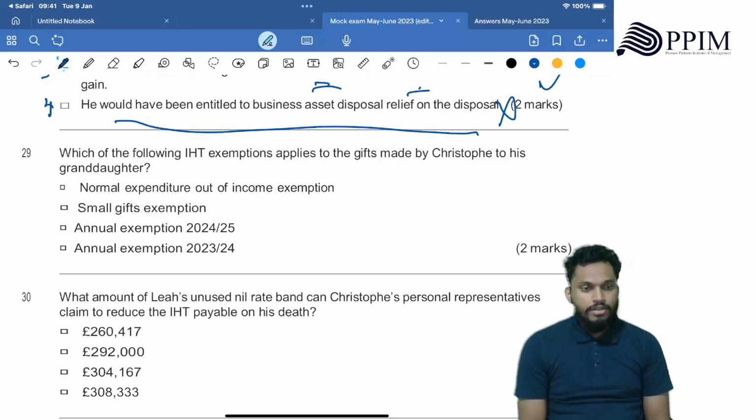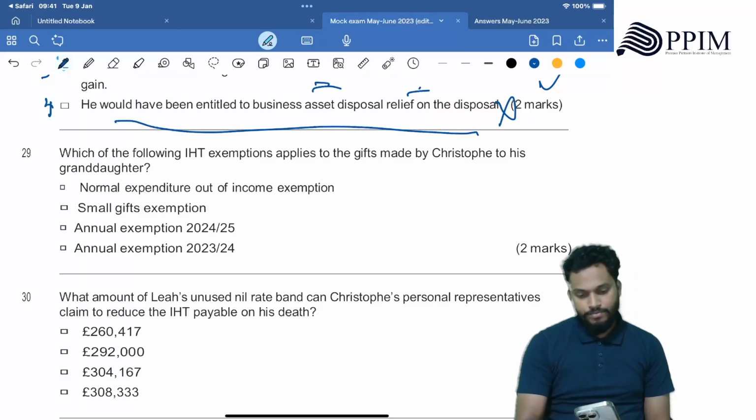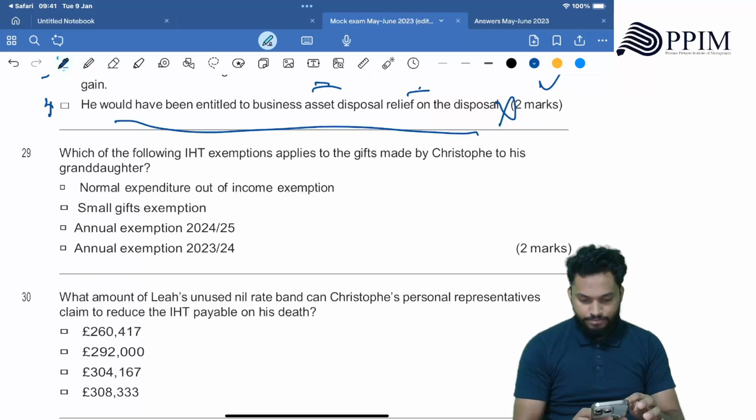Right. They will check for individuals, right? So which of the following IHT exemptions applies to the gifts? The answer is the second one and third one. Second and the third one. Yes. So next.